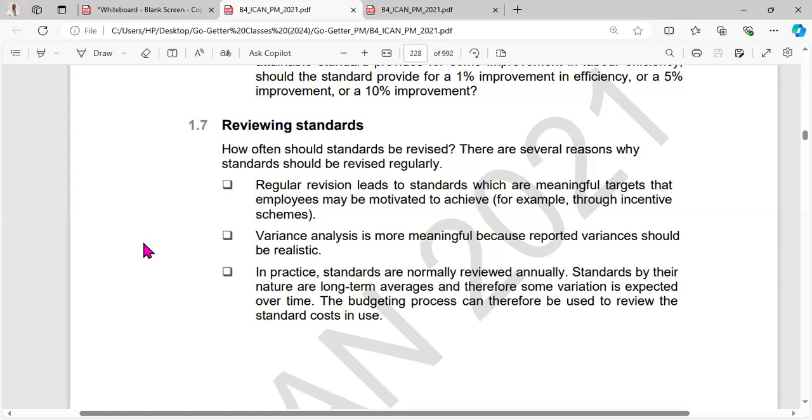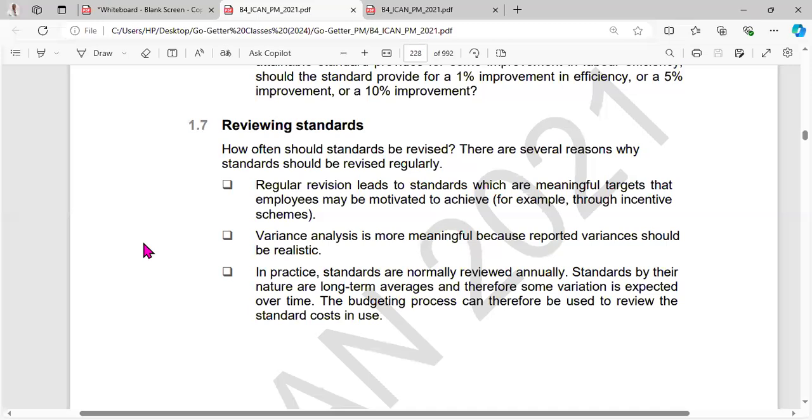Sometimes standards are reviewed annually because standards seem to be obsolete, and so we need to review them annually to see whether they are still meeting up with the current realities. So standards are usually reviewed annually, but sometimes standards take a long time to be reviewed.